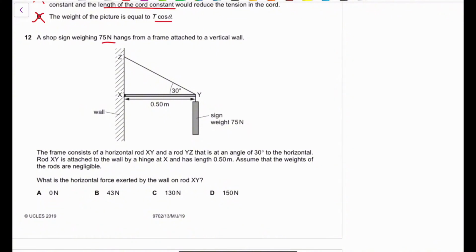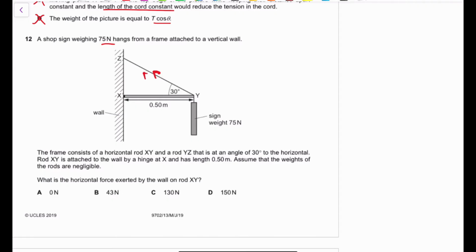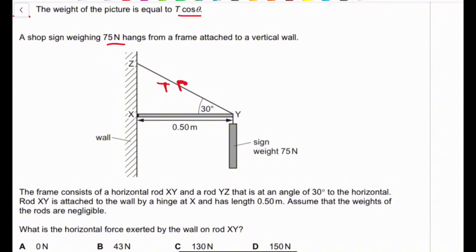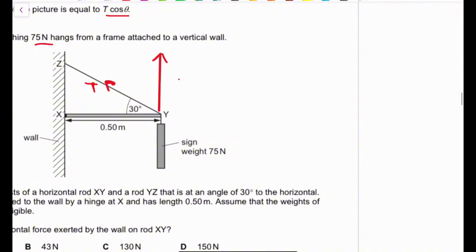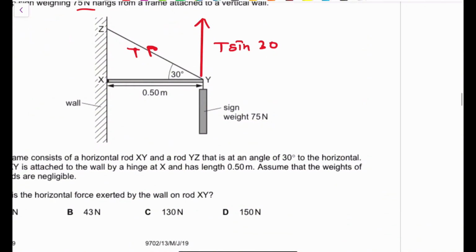Basically, we're going to have tension in this rope, right? But if we have tension, we can resolve it into two components. We can resolve it into this vertical component, which is going to be T sin 30, acting upwards. So let's take this as the pivot. We can also resolve this force in this direction, and this is going to be T cos 30.